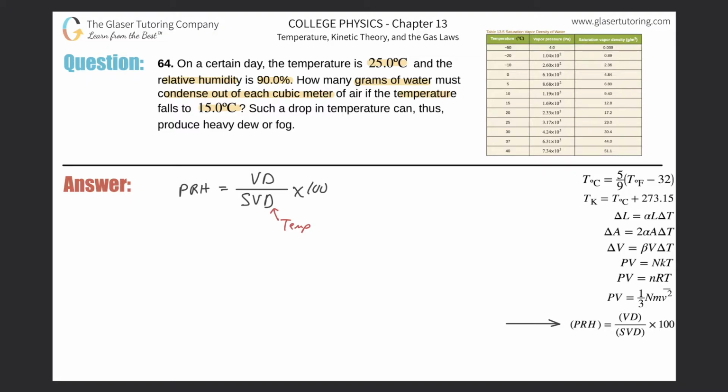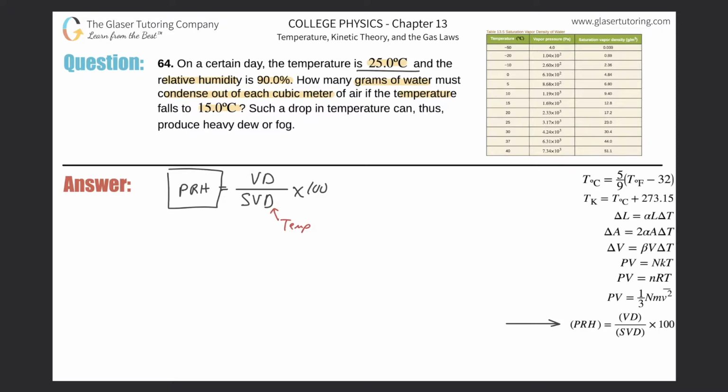So forget about the question for right now. Just the first statement. What can we ascertain from the first statement? Or what additional piece of information can we glean out of the first statement? Well, it tells us the relative humidity is 90%. So that means I know this variable. It also tells us the temperature.